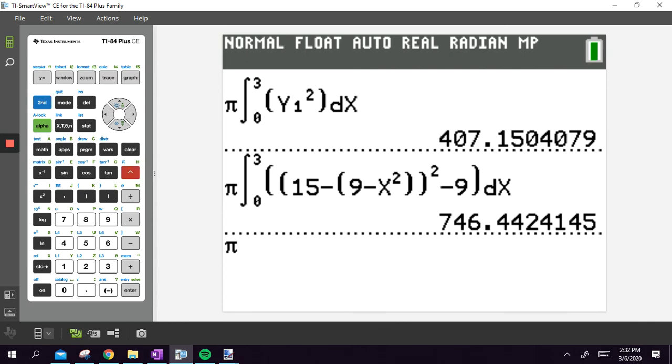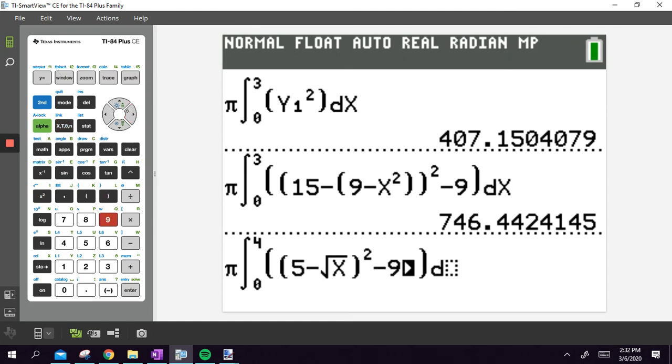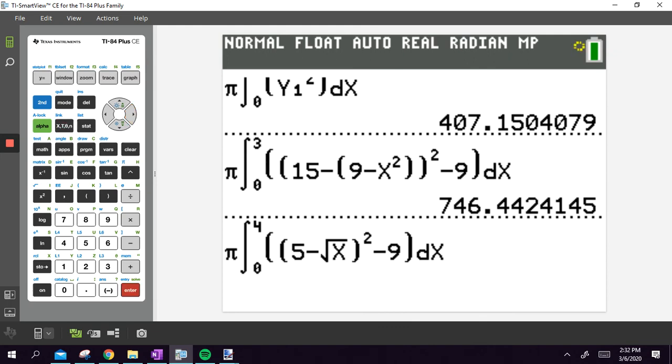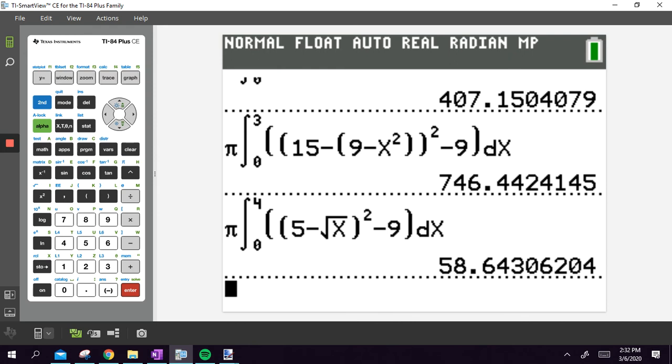Second, pi, don't forget that pi. Then we are going from 0 until, what do we go to, 4? 0 to 4. And then inside of parentheses, my first one was 5 minus the square root of x. Close those whole parentheses because we want to square that whole thing. Minus 9 dx, hit enter. There is my answer, 58.643.